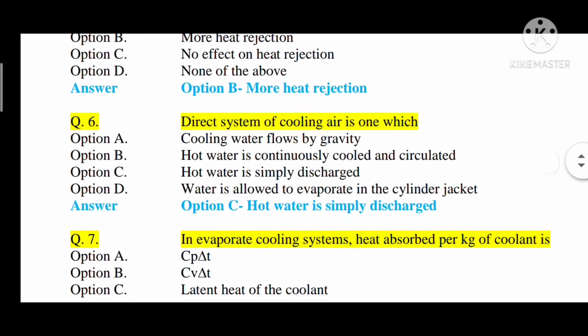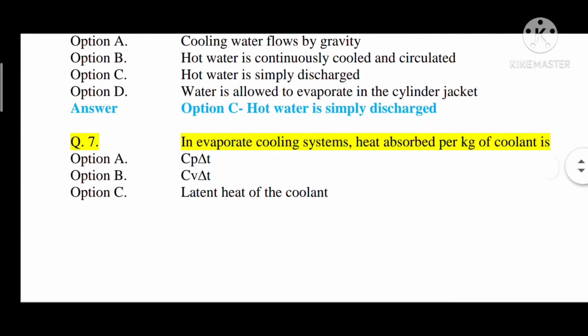Question number 6, direct system of cooling air is one which option A cooling water flows by gravity, option B hot water is continuously cooled and circulated, option C hot water is simply discharged, option D water is allowed to evaporate in the cylinder jacket. So correct answer is option C, that is hot water is simply discharged. That is direct system of cooling air. Option C is correct.